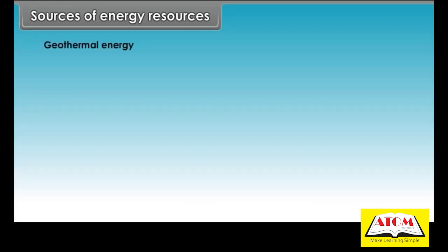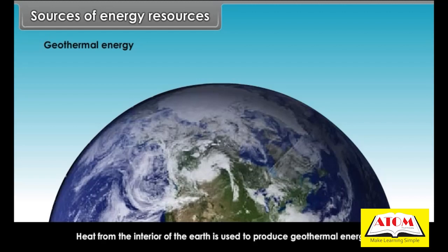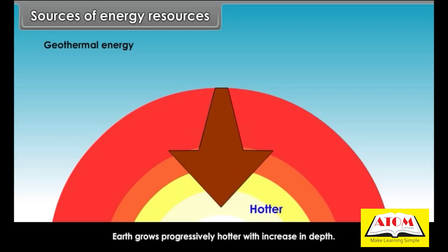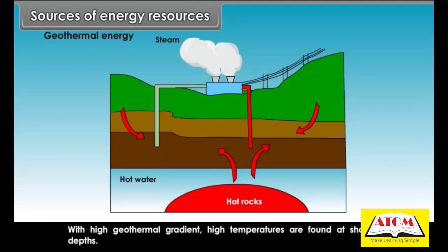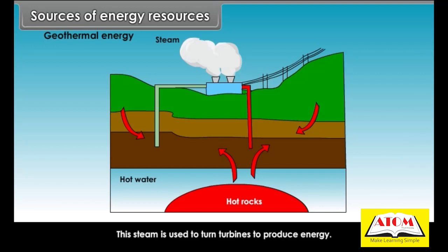Geothermal energy. Now let us understand how geothermal energy is produced. Heat from the interior of the earth is used to produce geothermal energy. Earth grows progressively hotter with increase in depth. With a high geothermal gradient, high temperatures are found at shallow depths. Groundwater gets hot with the contact of hot rocks. It is so hot that when it rises, it is in the form of steam. This steam is used to turn turbines to produce energy.